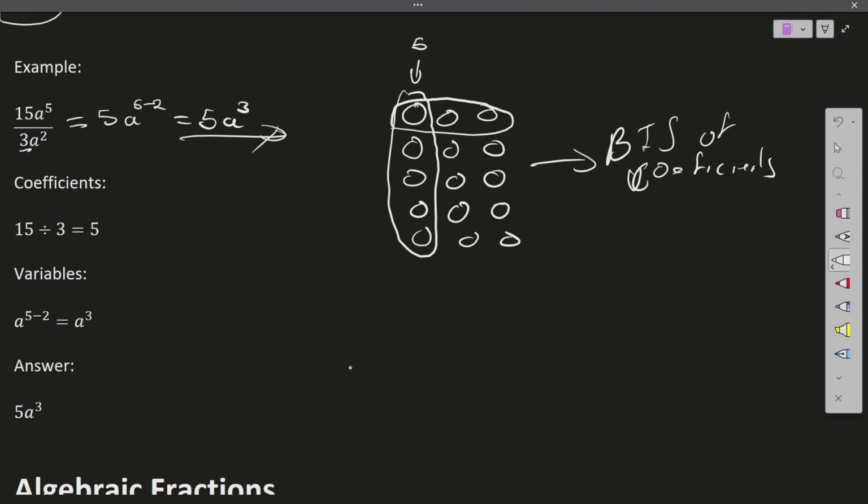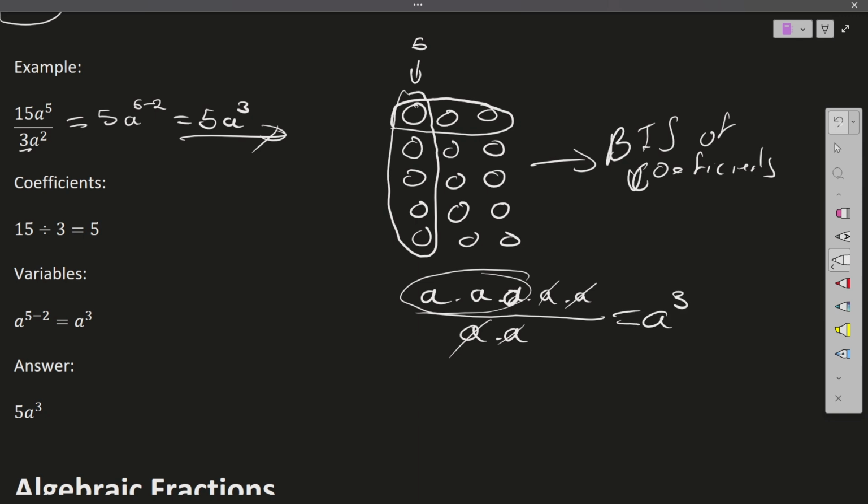And then let's do the variables as well. So we had, okay, now we're working with a, so let me just write the a's instead of x. A times a times a times a times a. So we had 5 in total in the top, and then we divide them by 2. A times a. 1 2 1 2, right? So how many are left? You got 3. So it is a to the power of 3.